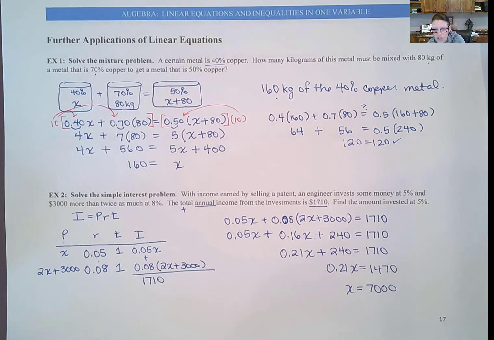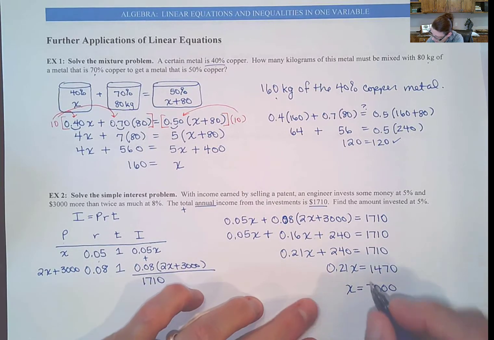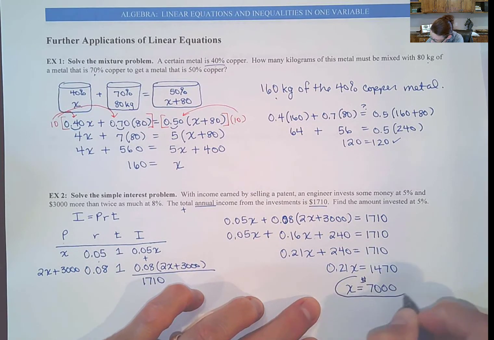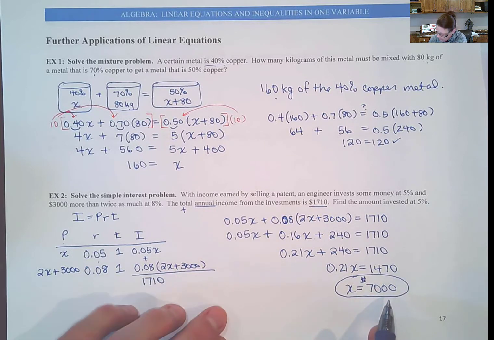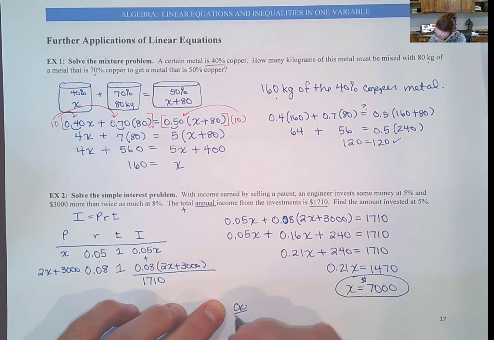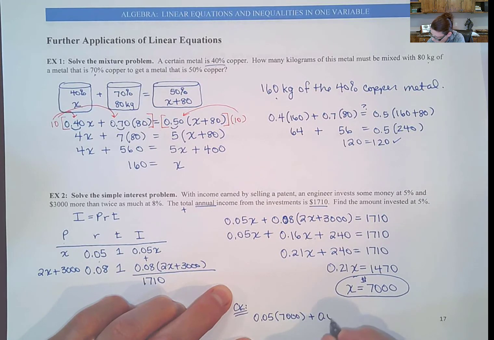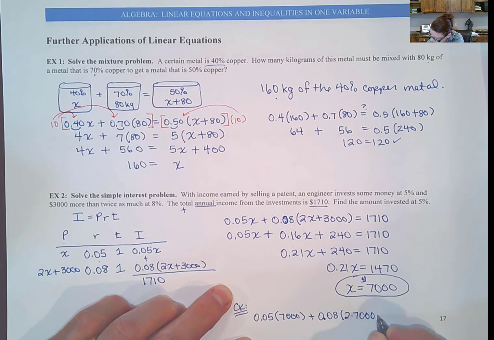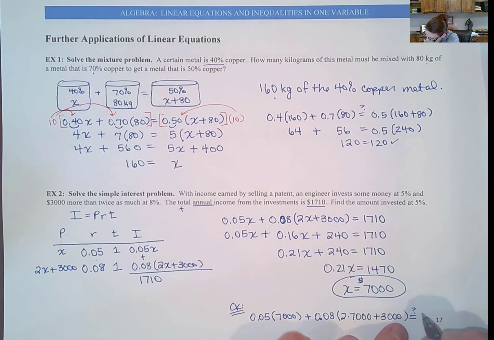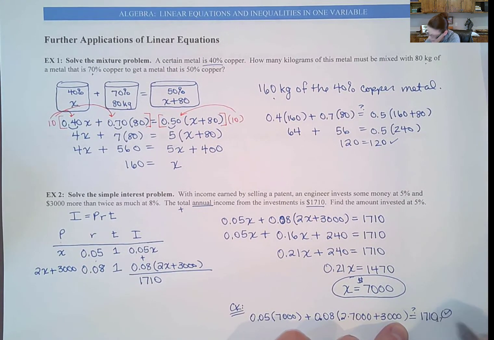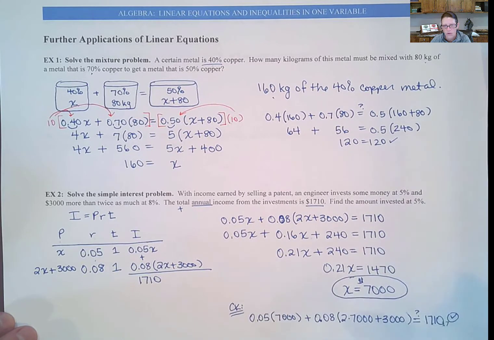So, how much was invested at 5%? Our answer there is $7,000. Make sure you get your units on there. And if you want to run a quick check, then just plug this into your original equation: 0.05 times 7,000 when added to 0.08 times 2 times 7,000 plus 3,000. Is that going to give $1,710? And it does, and I'll let you finish that check, okay? We can always check these in our original equation.